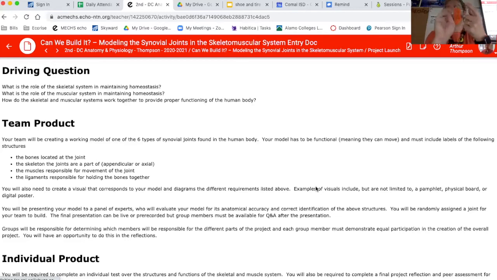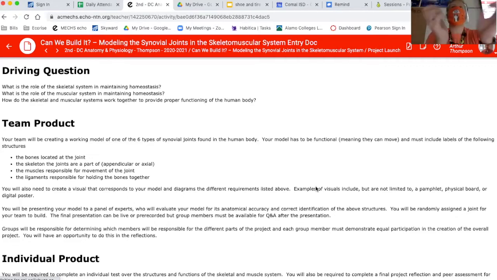And you're going to have to tell us what the bones are, which skeleton, axial or appendicular, the muscles responsible for the movement of that joint, the ligaments responsible for holding the joint together. You'll also end up having to describe the range of motion, right? So if you pick a hinge joint, how is the ankle, for example, an example of that? How is the hip an example of ball and socket? That sort of thing.